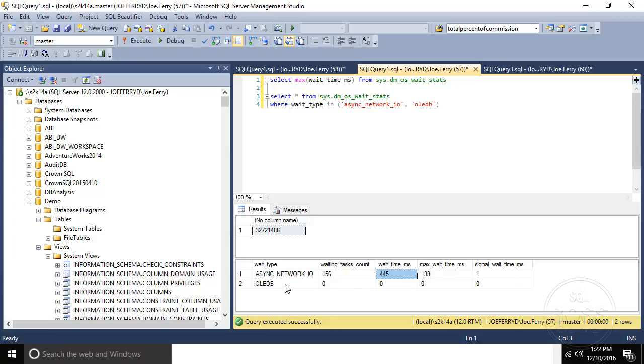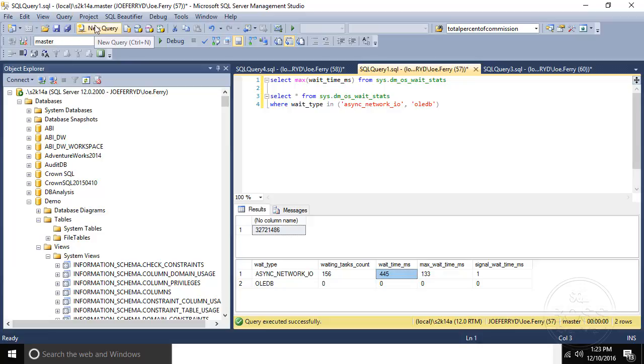OLEDB is the flip side of this. OLEDB wait types occur when the client is sending bulk data, like a whole bunch of updates. And SQL Server there is sitting saying, okay, I got your packet, I got your packet, send me another packet across the network. And the client machine is not sending it fast enough. This is one I've seen less often, but it is one that I have still seen.